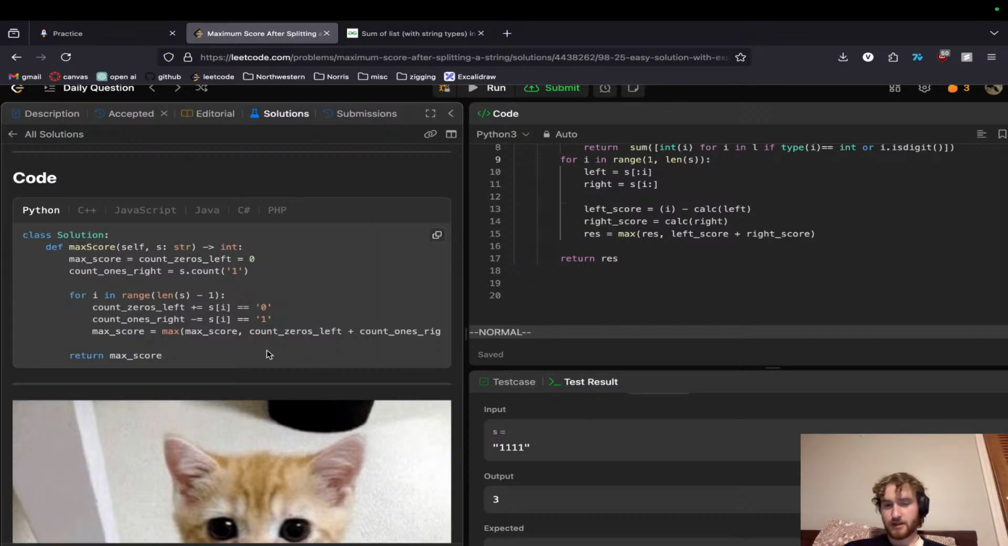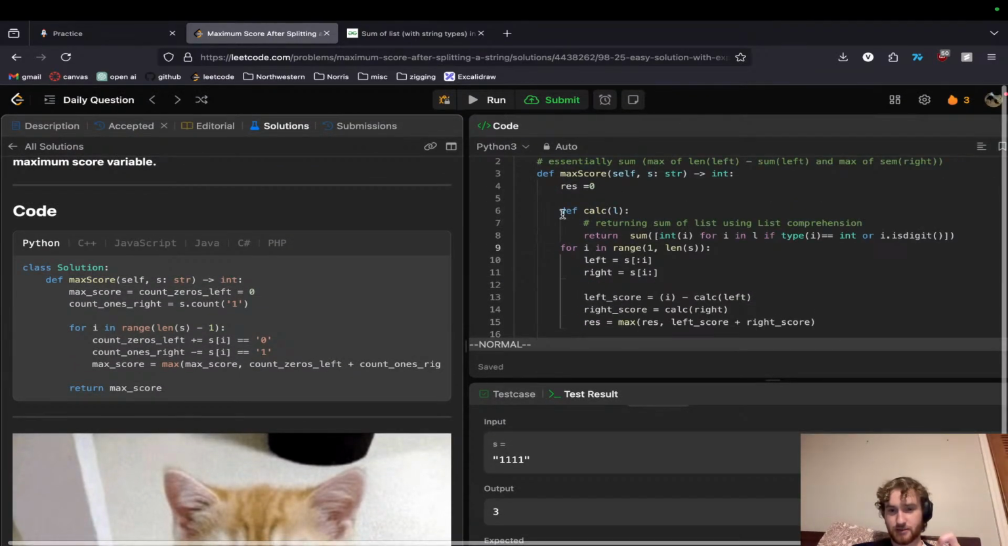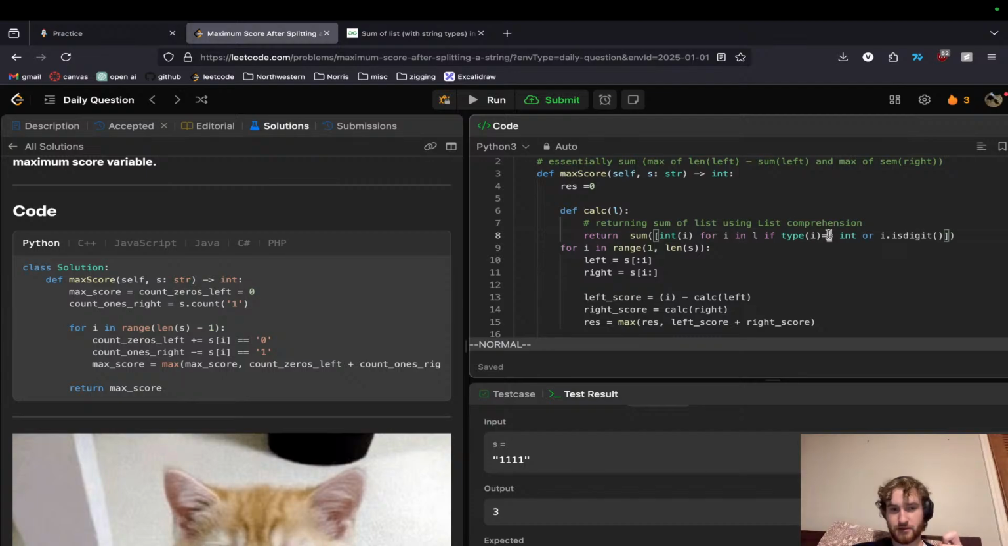I think I would have gotten here. Not explicitly, but I think I would have gotten in the way of making it O of N. Or at least I'd like to think so. Because in terms of this, jumping from this to this is not a huge leap. I definitely didn't need to sum it at every point.